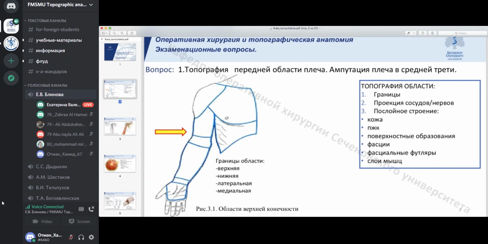Okay, yeah, tell me please. Are you seeing the upper limb? Yes. Okay, the first question, topographical anatomy of the anterior region of... Sir Osman, are you recording? Basically.